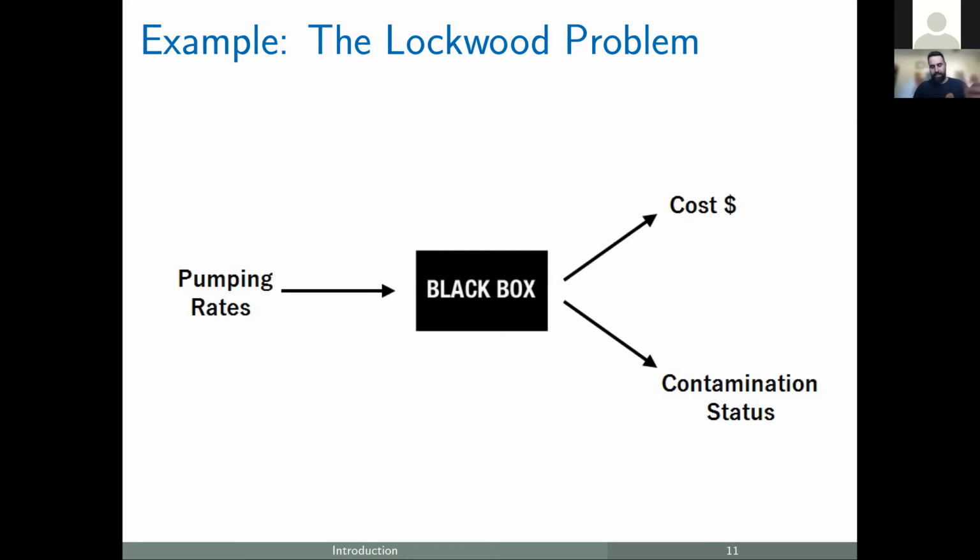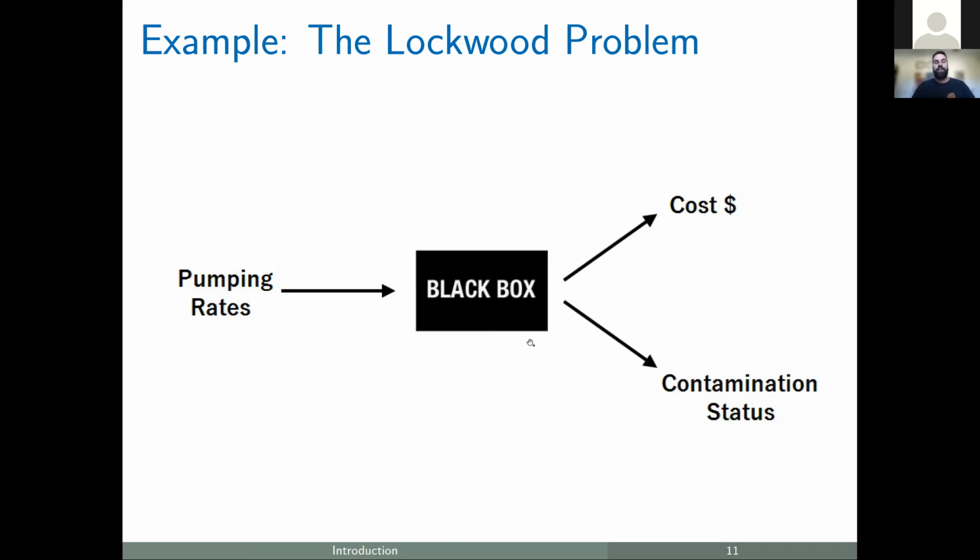To put this into a schematic, you have pumping rates as your inputs to your computer model. Your computer model is this black box system that represents that physical process. Two of the outputs that come out of this computer model are cost, because there's a cost associated with running those pumps, and contamination status. If you run the pumps at full pressure, you're making sure no contaminants ever leak in, but you're also running them all the time and potentially wasting money, because maybe there's a lower setting you could set to and save some money. The contamination status is a continuous variable in our case, but it's basically, did you allow stuff to go into the river or not?